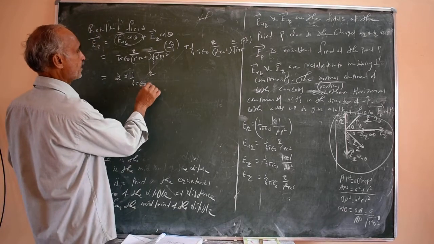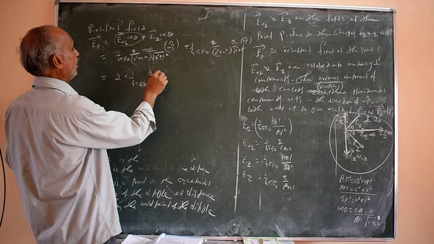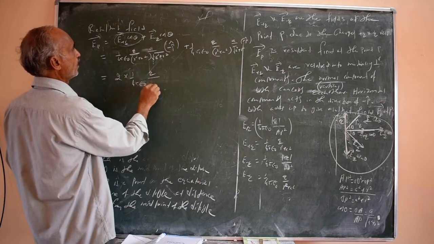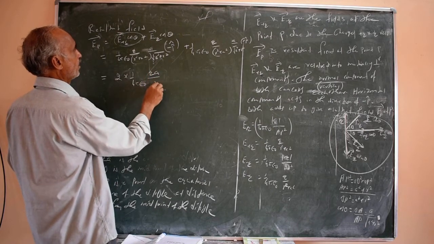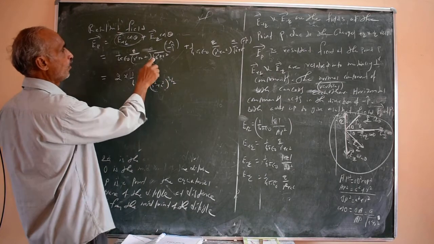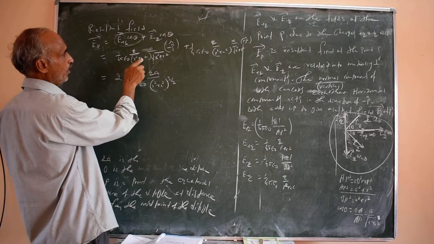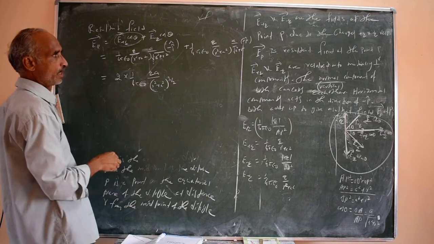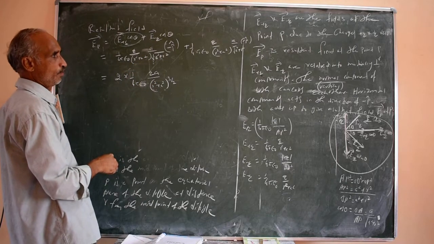One upon 4 pi epsilon naught into q upon, what is it, r square qa upon r square plus a square raised to 3 by 2. Why is it 3 by 2? It is the same quantity, no? R square plus a square is also r square plus a square. A square plus r square is the same as r square plus a square.